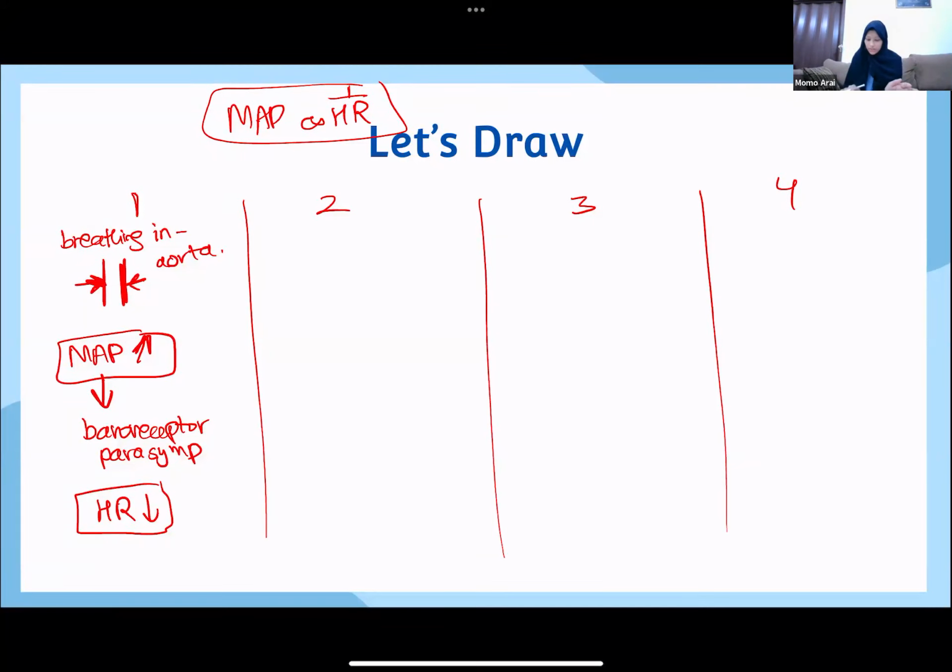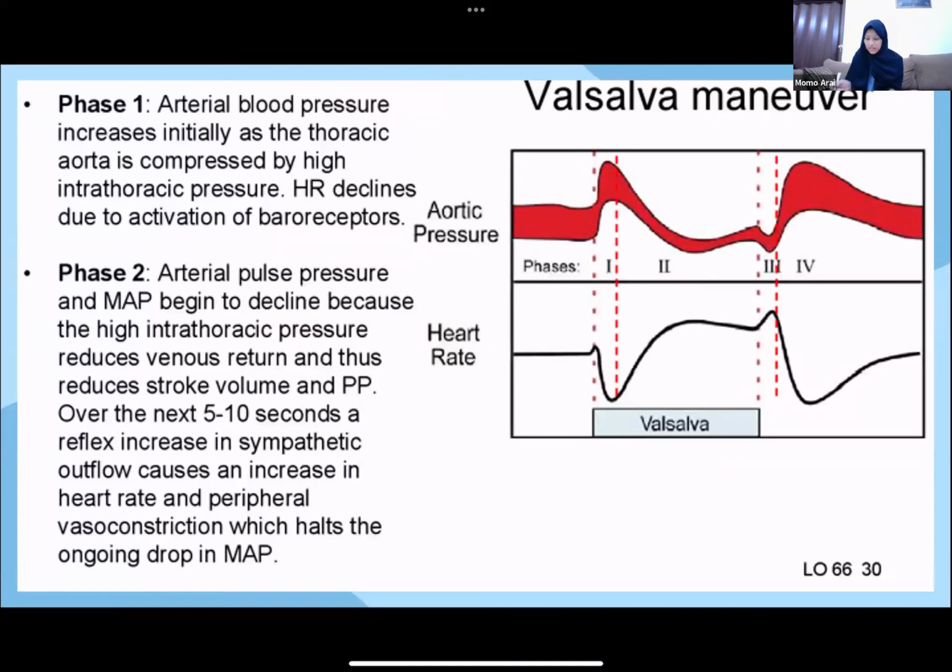So that's phase one. I'll relate it to the graph so you guys can understand. In phase one, you have an increase in MAP or aortic pressure, right? Because your aorta is compressed by the high intrathoracic pressure of the lungs. Now heart rate, because of that, decreases because of the baroreceptor reflex. It's a reflex you all know by now.